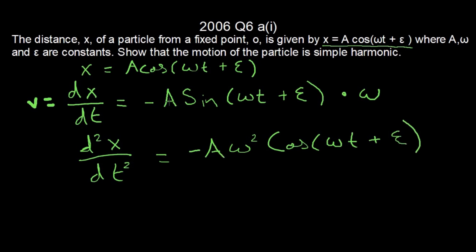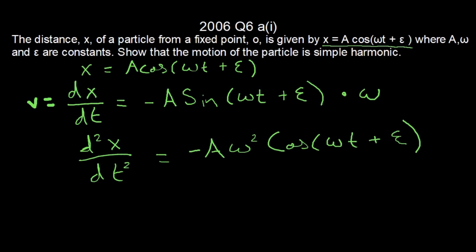You don't differentiate a because it's a constant. Omega was there already as well, so you don't differentiate that. When I differentiated sine omega t plus epsilon, I had to differentiate the inside as well, which was omega t plus epsilon, and multiply the function by it. So omega was already there. When I got a second omega, I got omega squared. And when you differentiate sine, you get cos. So I got cos omega t plus epsilon.